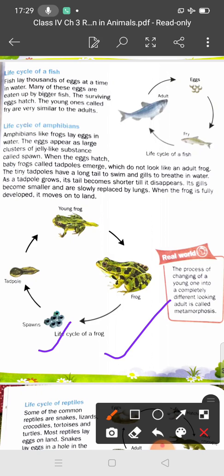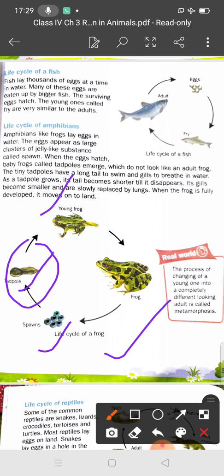Cluster means a group of jelly-like substance called spawn. And when the eggs hatch, what will happen? We have discussed many life cycles. When the eggs hatch, the baby frog that emerges is called a tadpole. You can see this tadpole. This is the baby frog. Now you can compare it with the young frog. It is totally different from the adult frog.